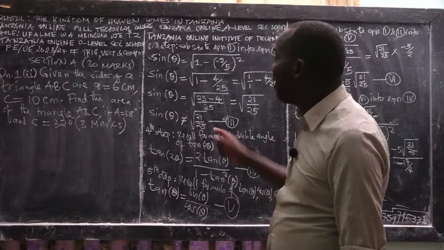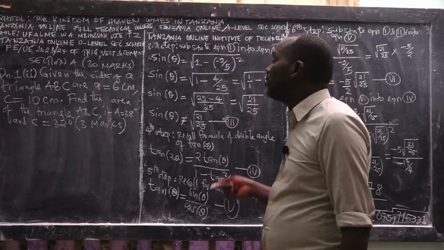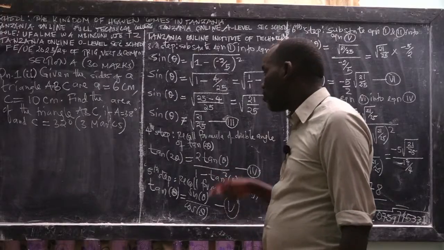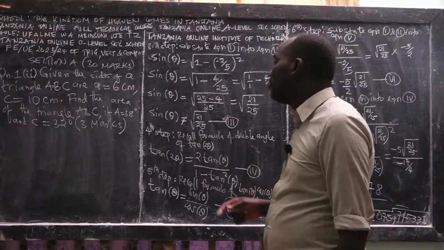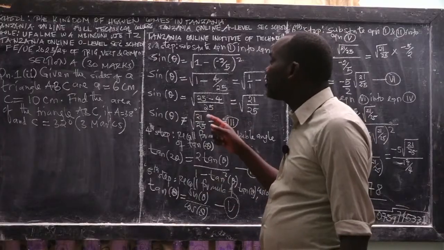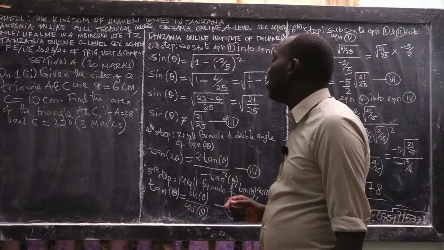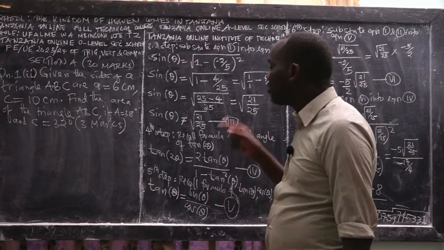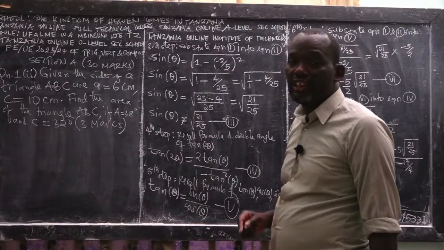Solve our question. Given the sides of the triangle ABC are A is equal to 6 cm, C is equal to 10 cm, find the area of the triangle ABC if A is equal to 38 degrees and C is equal to 32 degrees. Let us read again a second time. Given the sides of the triangle ABC are A is equal to 6 cm, C is equal to 10 cm. Find the area of the triangle ABC if A is equal to 38 degrees and C is equal to 32 degrees. You can pause the video and try to solve this question on your rough paper.